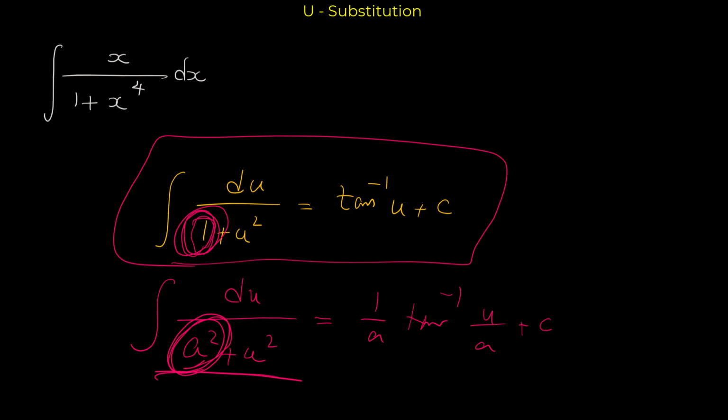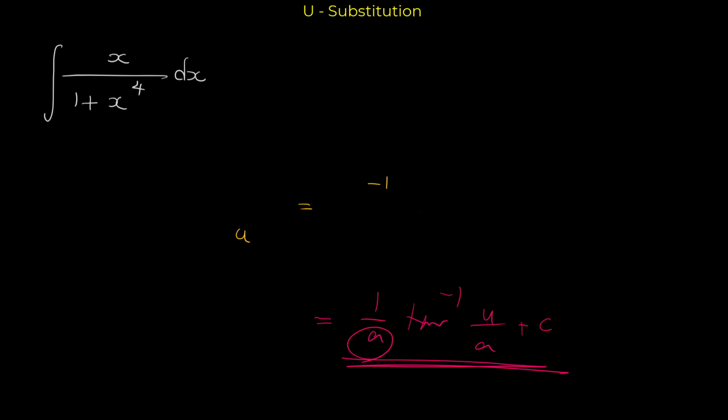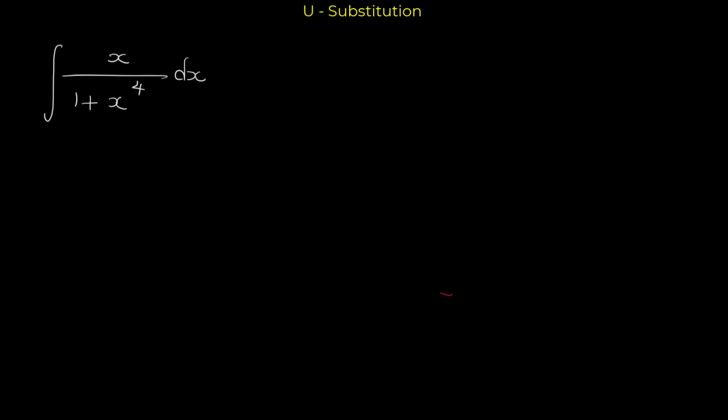So, if we have any number squared plus u squared, then the answer of the integral is 1 over a, not exactly this number here, but the square root of this number, tangent inverse of u over a plus c. So, before we start our examples, let me write down this formula for you here, because we need this. Integral of du over a squared plus u squared is 1 over a tangent inverse of u over a plus c.